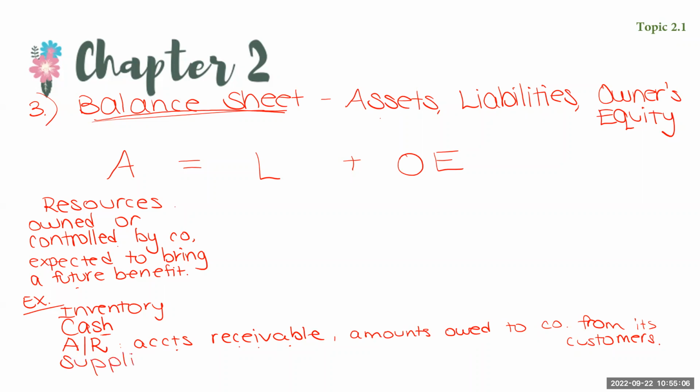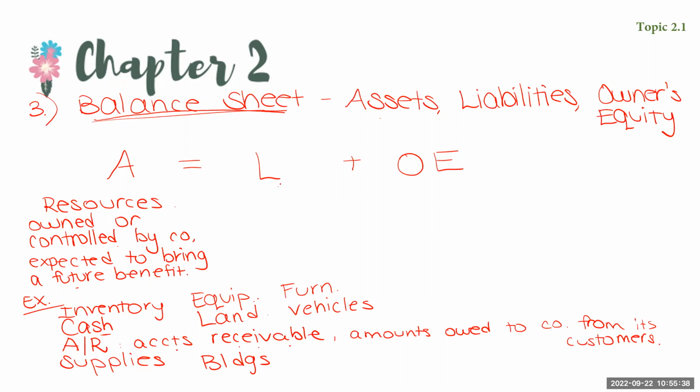Rounding it out, supplies. Other assets, equipment, land, buildings. You look around, think of your own personal assets. Your house, your land, your equipment, your furniture, your vehicles. Same goes for a company.